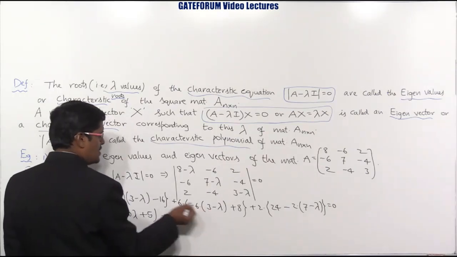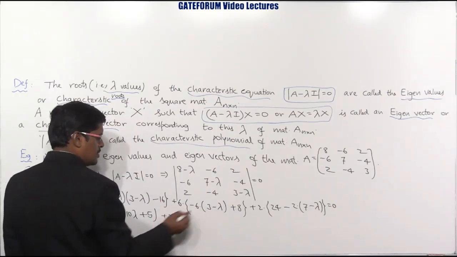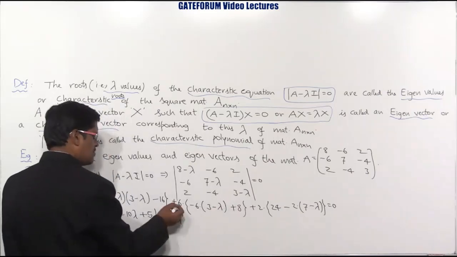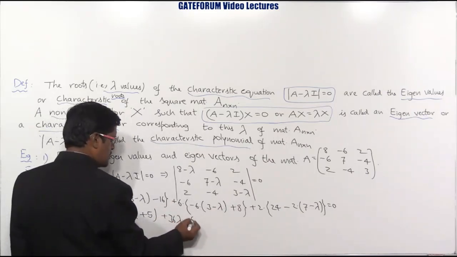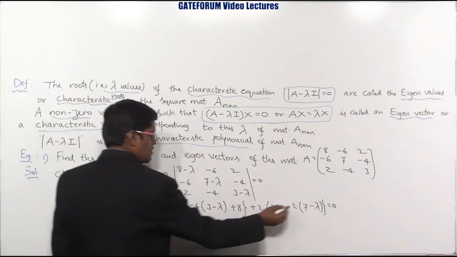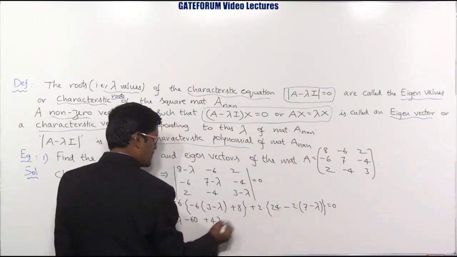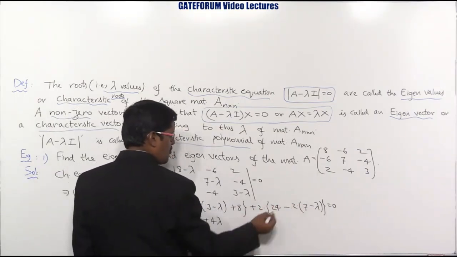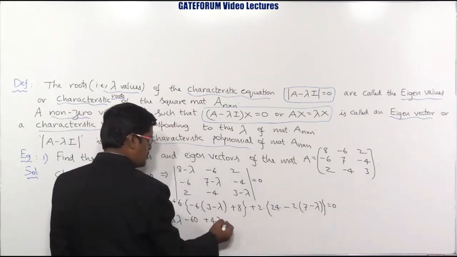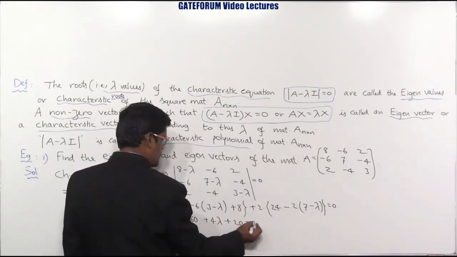Next, minus 6 into 3, minus 18. Minus 18 plus 8, minus 10. Minus 10 into plus 6, minus 60. Next, minus 2 into minus lambda, 2 lambda into 2, 4 lambda. Minus 2 into 7, minus 14. 24 minus 14, 10. 10 into 2, 20 equal to 0.